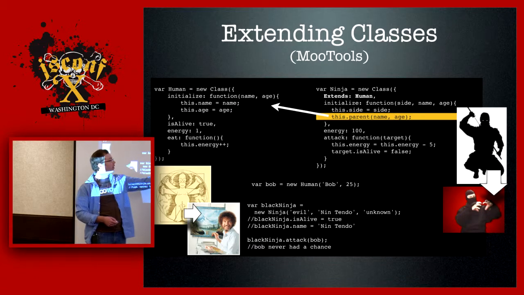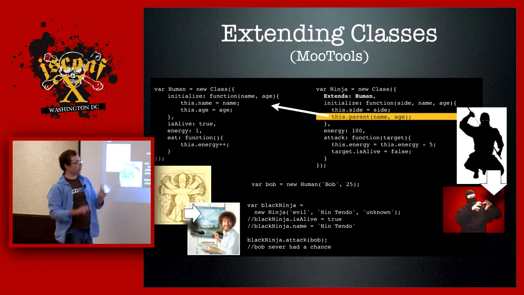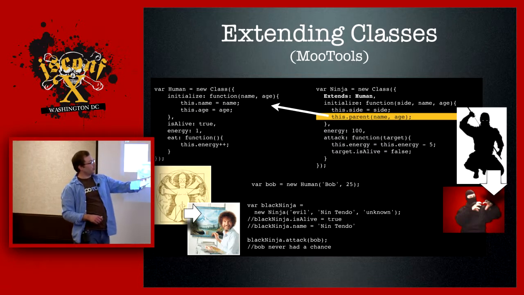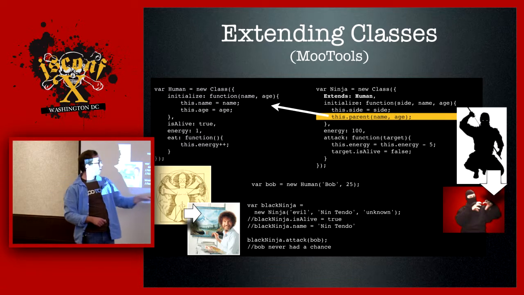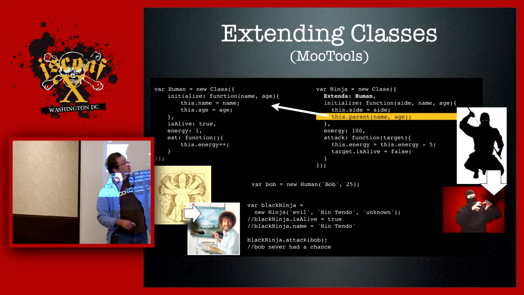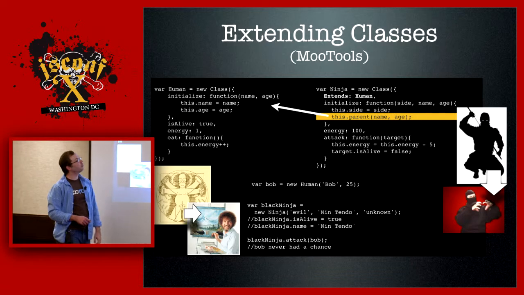Nintendo is his name, and his age is unknown, because they're shifty like that. And then we can see he's alive, his name is Nintendo, and then we can say black ninja.attack Bob, and you can see that Bob never had a chance, because this is alive value gets set to false.